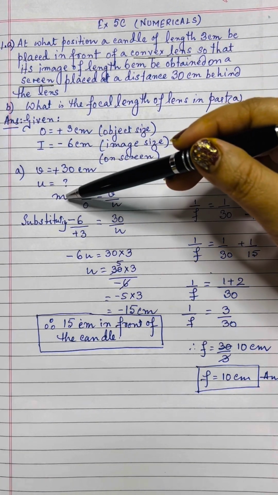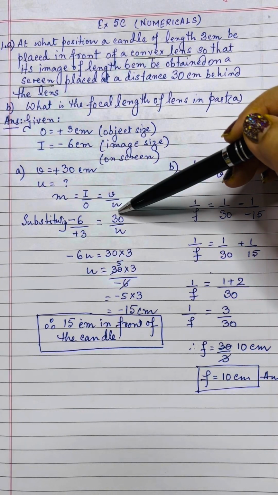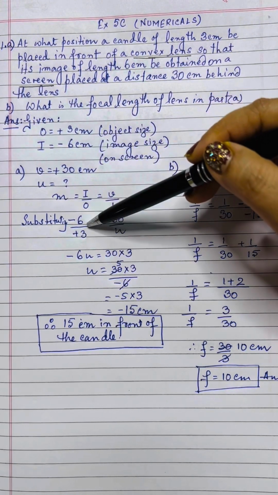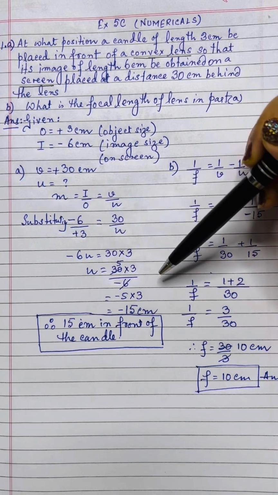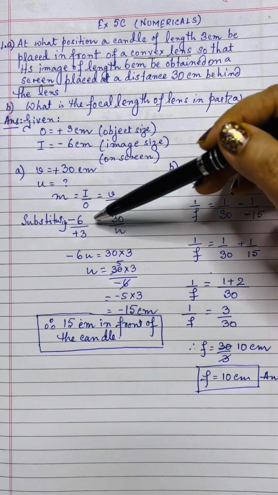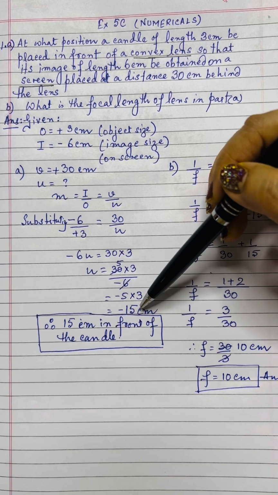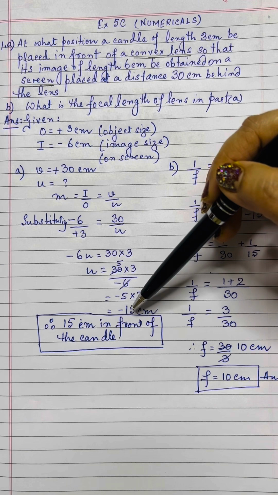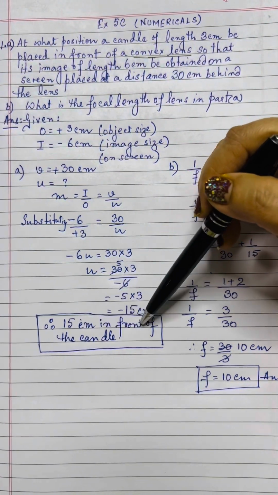So, let us see magnification, that is I by o, and that is equal to v by u. Substituting the values that are given to us, I is given as minus 6, o is given as 3 centimeter, that is equal to v, given as 30 centimeter, over u, which is unknown. Cross multiplying we can get the value of u, and it comes out to be minus 15 centimeter. Minus sign indicates that the object is in front of the lens. So, we write 15 centimeter in front of the lens.